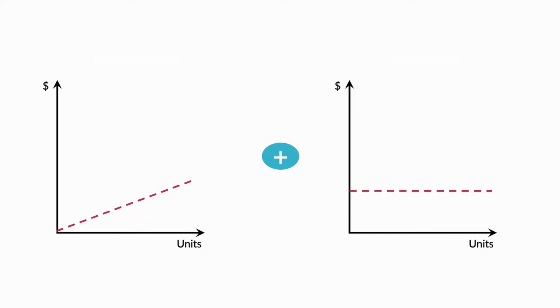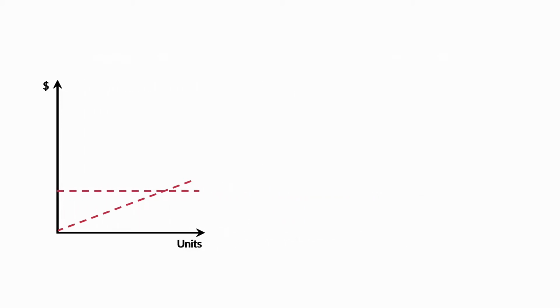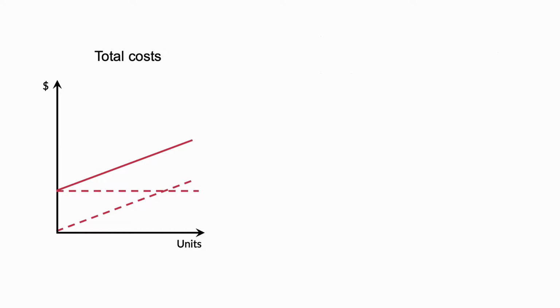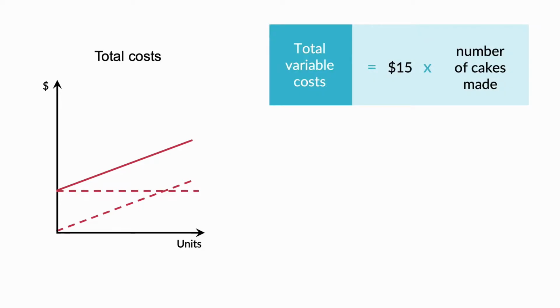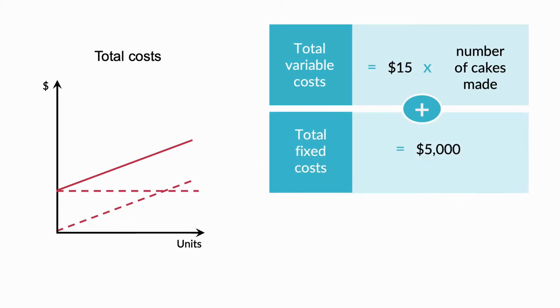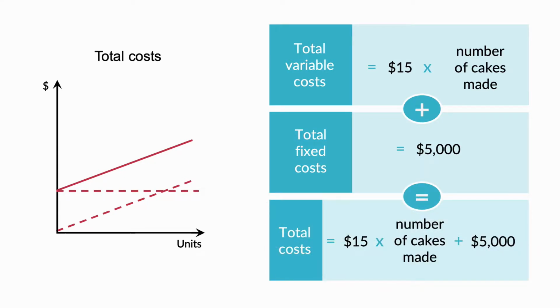Graphically, we would get a line with the same slope as the variable costs one, but instead of starting at a cost of 0, it starts at the level of fixed costs that we have. Basically, the variable costs line shifts upwards by the amount of fixed costs per month. If you prefer to see it mathematically, we would add our total variable costs that we've seen before to the total fixed costs per month of $5,000. And that's it for the cost part.